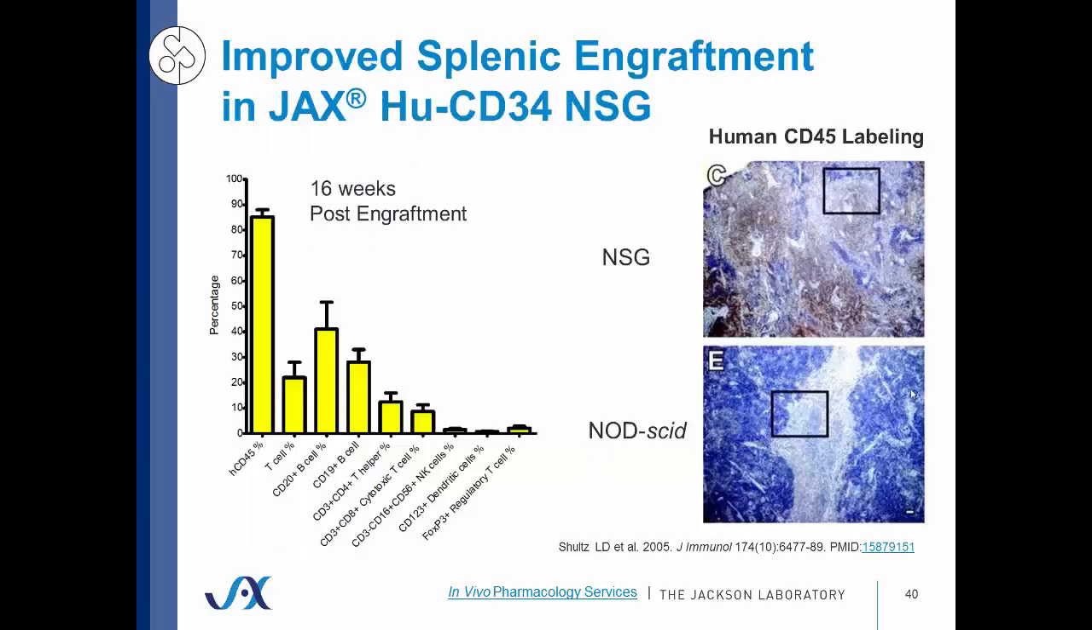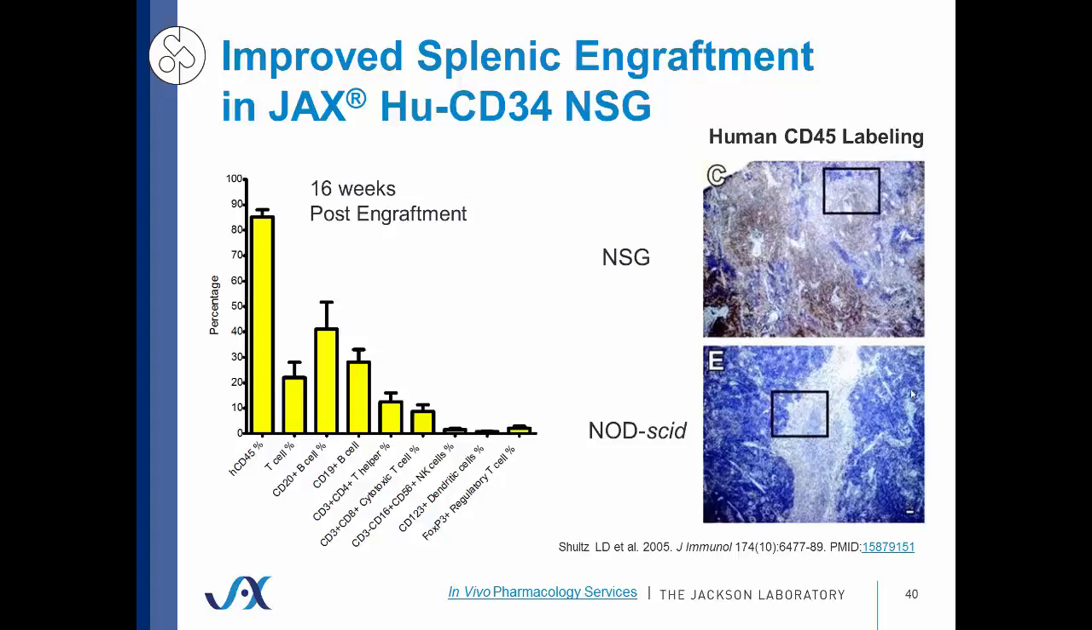Now another very important question is, what about engraftment in the spleen? Shown here on the left is data derived from our in vivo services group following transplantation of human cells in the spleen, showing multilineage engraftment. Over on the right side is data from a paper from 2005 showing the difference between the engraftment in the spleen from an NSG animal on the top and a NOD-SCID recipient on the bottom. What you can see is that the human CD45 cells, represented by the more brownish staining for CD45 positive cells, show very poor engraftment in the NOD-SCID mice, and there's very robust engraftment in the spleen of the NSG mice.